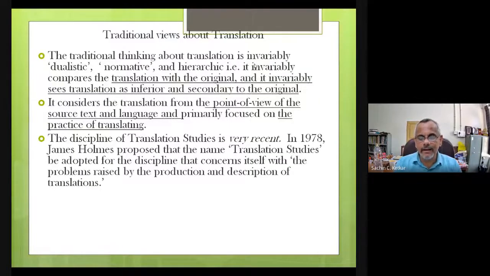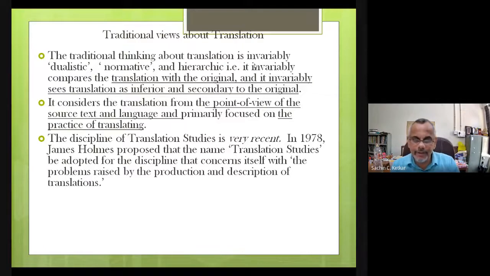If you look at these established ideas deeply, they are dualistic, normative, and hierarchic. That is, they compare translation with the original, which only a person who knows the first language can do. So only a person who knows Gujarati can evaluate whether the translation of Narsi Mehta into English is inferior or exact or bad or good.